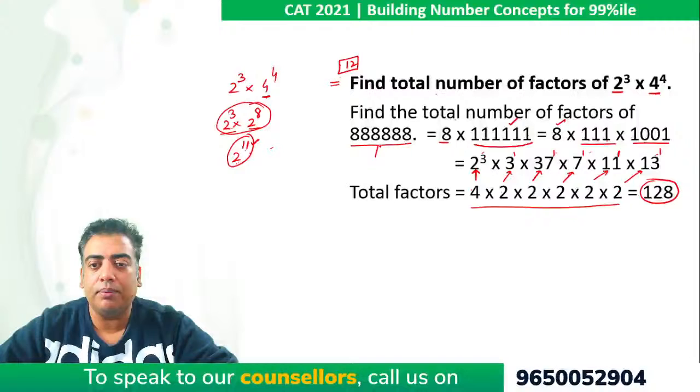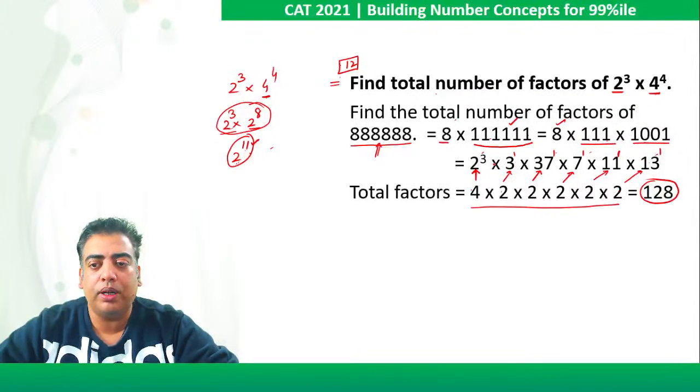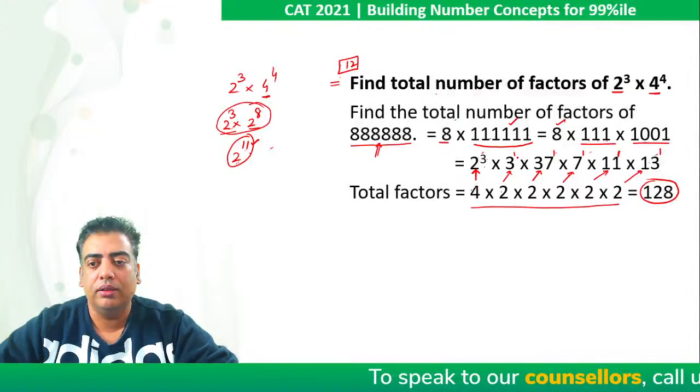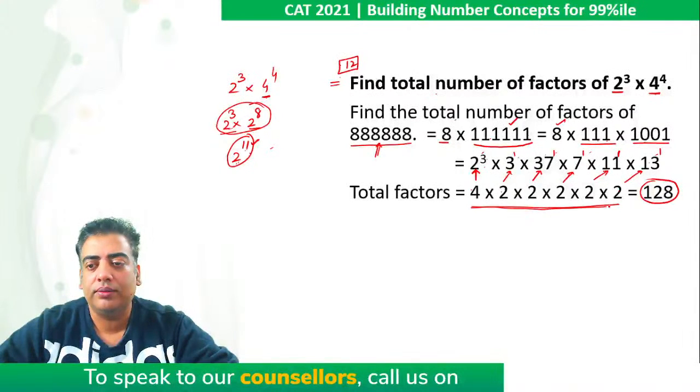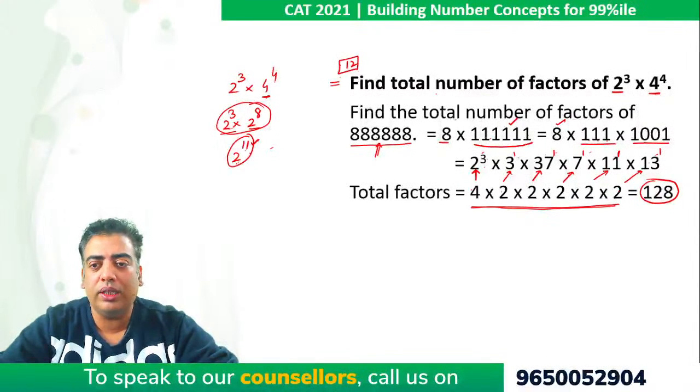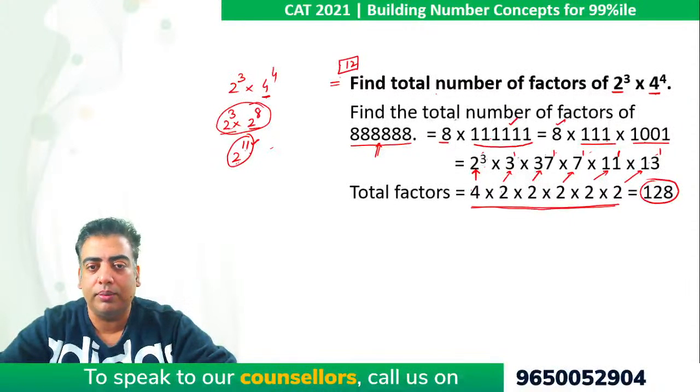Or if there is a number something like this, we need to prime factorize it. That is very much required. Once the number gets divided into the product of powers of prime numbers, add 1 to the power and then multiply all these values. So they are the only steps we need to take to find the total number of factors of the given number.